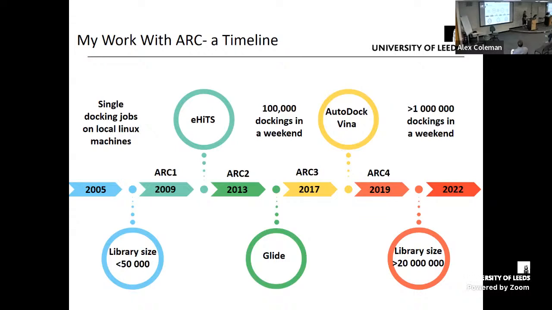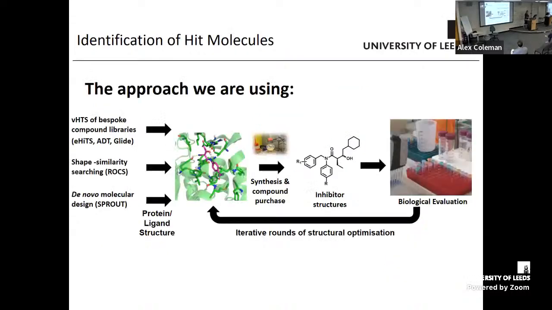into our protein. By the time we got to ARC3 and ARC4 at the end of the last decade, we were able to do around 1 million dockings in a weekend, and our library sizes are currently about 20 million. So we've come quite a long way from 50,000, and hopefully we can look at ways to improve on this even further in the next few years.